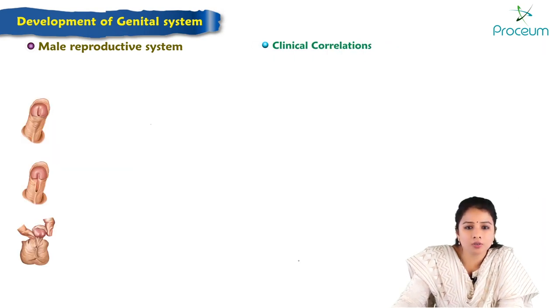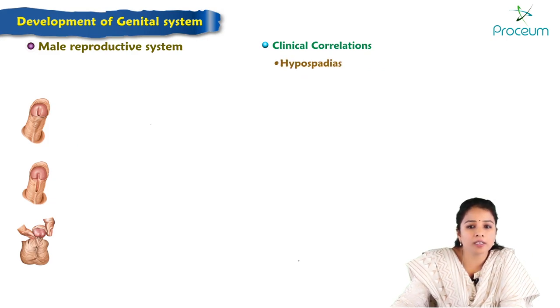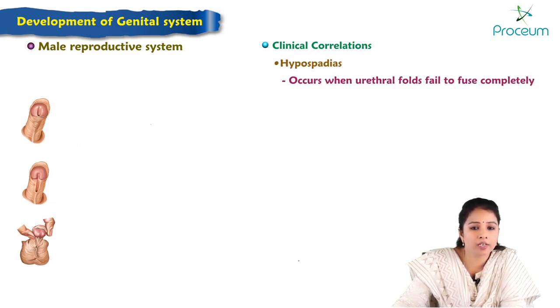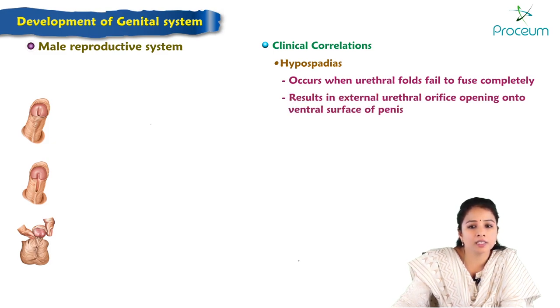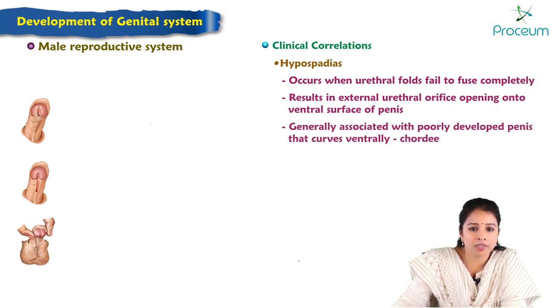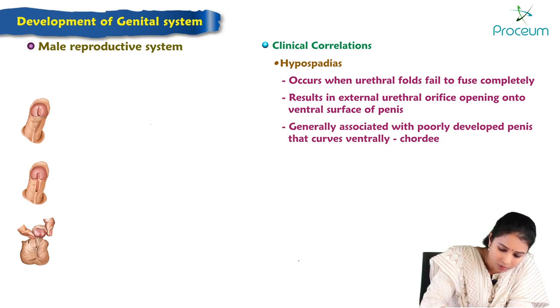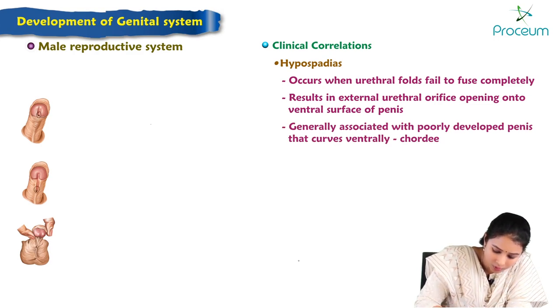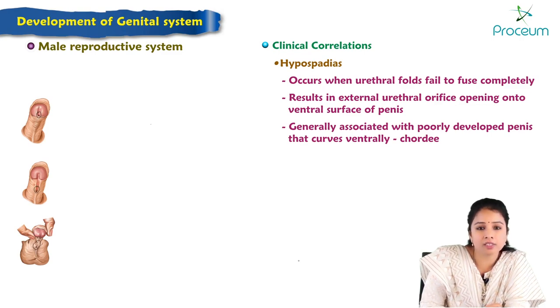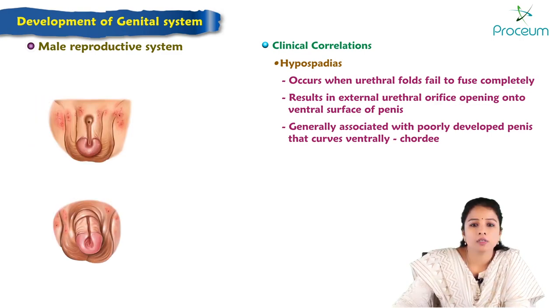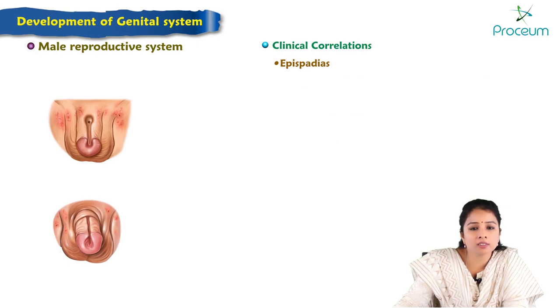So, let's see a clinical correlation associated with the development of external genitalia. Hypospadias occurs when the urethral folds fail to fuse completely, resulting in the external urethral orifice opening onto the ventral surface of the penis. It is generally associated with a poorly developed penis, or it curves ventrally. This is known as chordee. So, you can see the hypospadias, the opening of the urethral meatus on the ventral side of the penis and the scrotal sac.